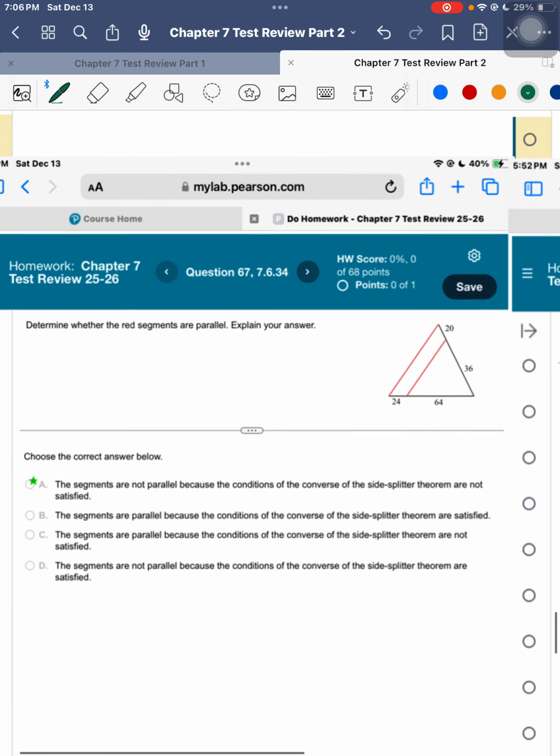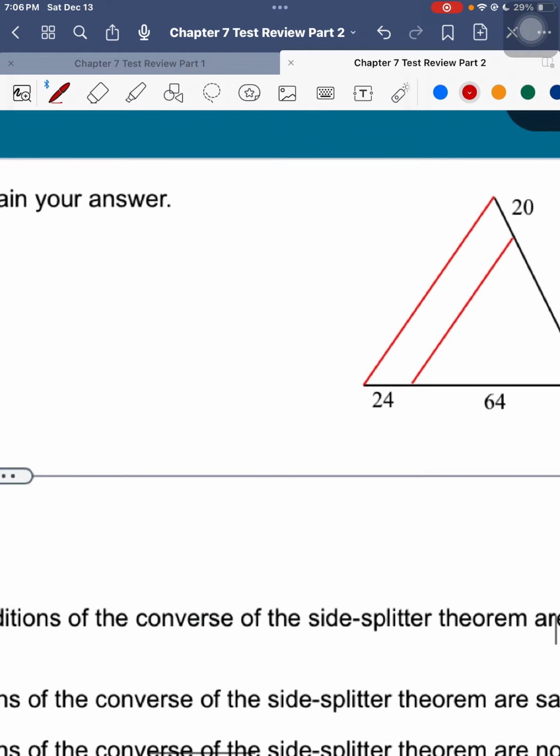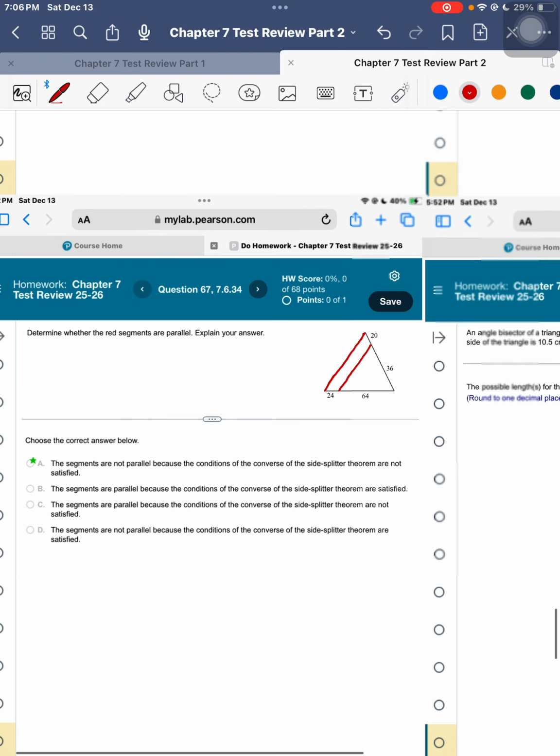Okay. So determine whether the red segments are parallel. It's kind of hard to see it right here. Yeah, you can see it better like that. But these are the red segments. So they're asking me, are these segments parallel? So I'm not even going to look at my multiple choice right now.